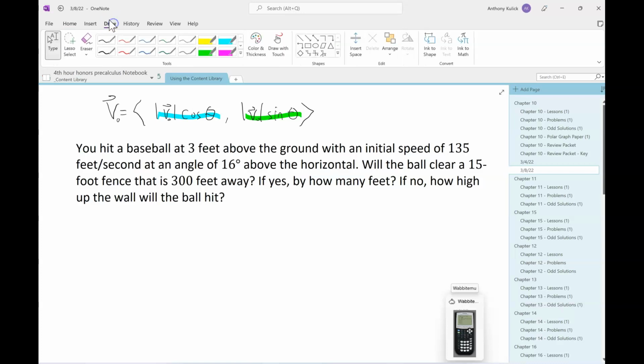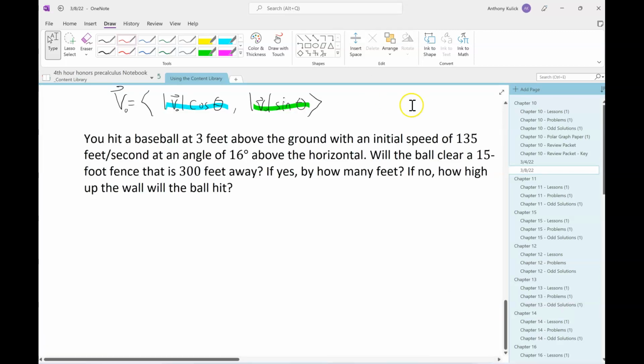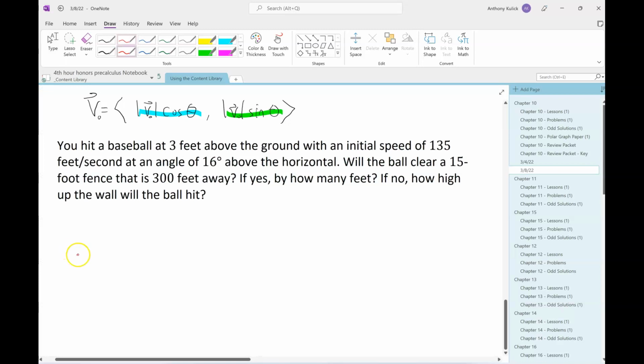Okay. What do we need here? Position or velocity? Position. Very good. Okay, so the x-coordinate should be the initial velocity, which was? Very good. Cosine of theta. What's my theta? 16.